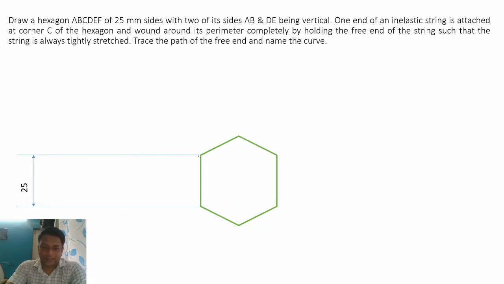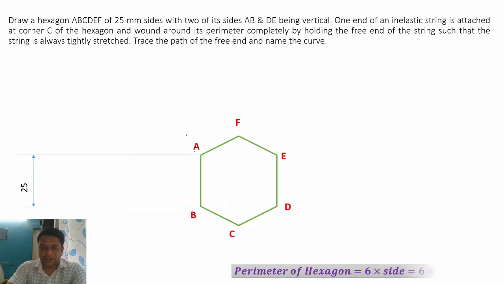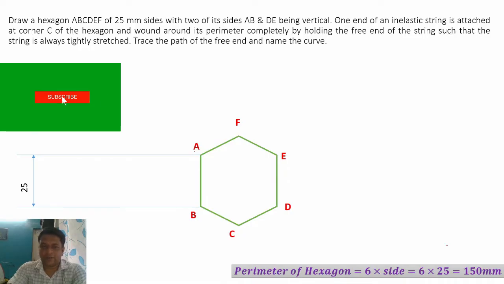Then give the naming. Start with this point. This is point A. Next point is B. Next point is C. Then D, E, and the final point is F. So mention all the points of the hexagon. Then we'll find the perimeter of the hexagon. The formula for the perimeter is very simple: number of sides into the length of one side. So 6 into 25, the perimeter of the hexagon is equal to 150 mm.